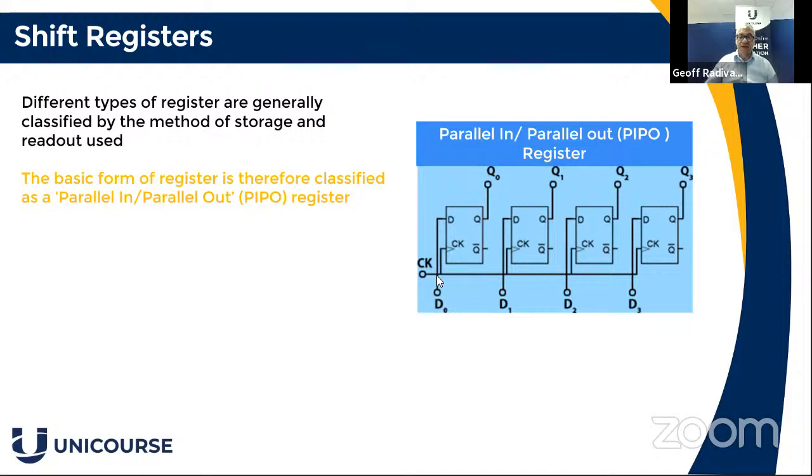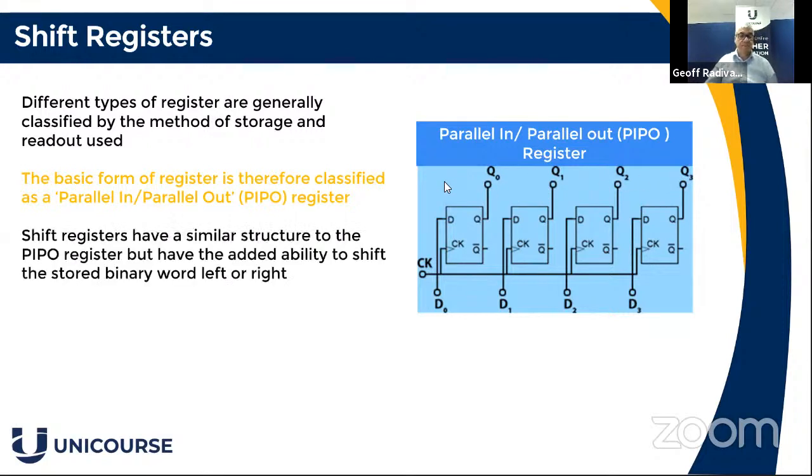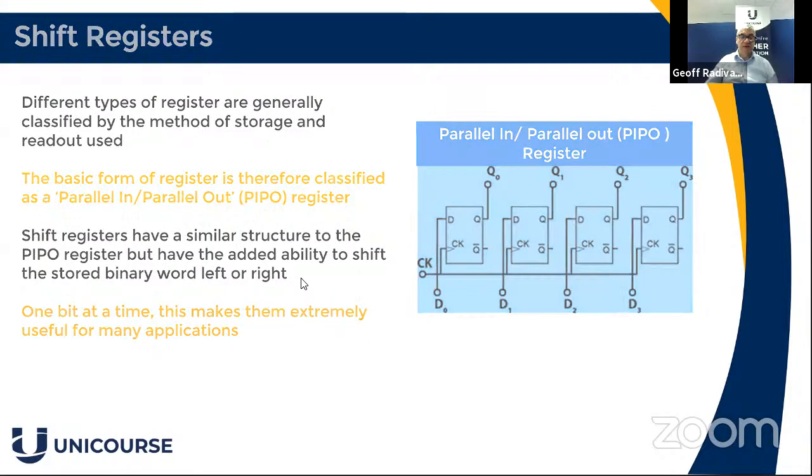So it comes in with D0 to D3, and then you've got Q0 to Q3, and these Qs could be indicators like LEDs. A shift register adds the ability to shift the stored binary word left or right, and it can be used for many applications.